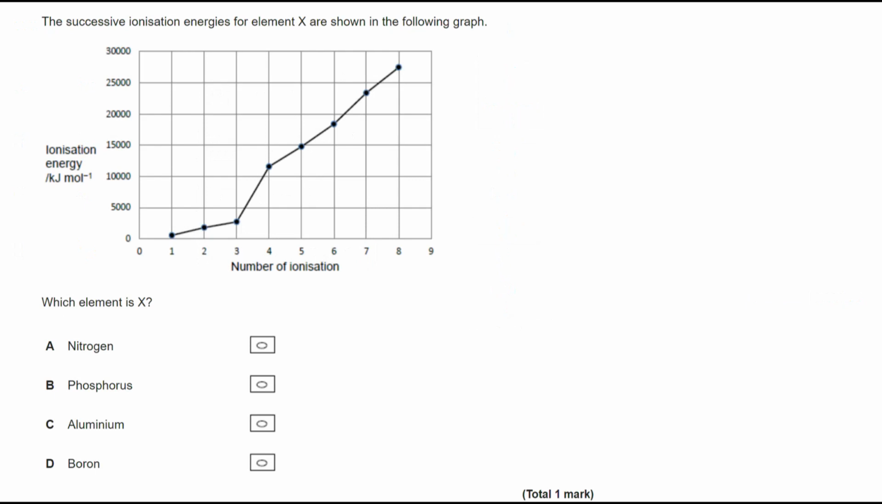This is quite a common question, sometimes multi-choice, sometimes not, but we are trying to work out, first of all, what period, or what group, the element is in, and there's also information here that's going to help us determine which period it's in.